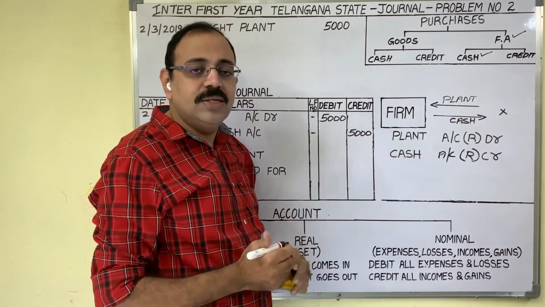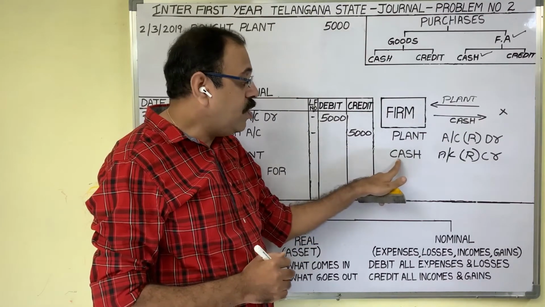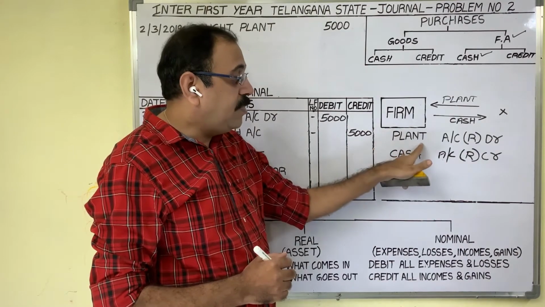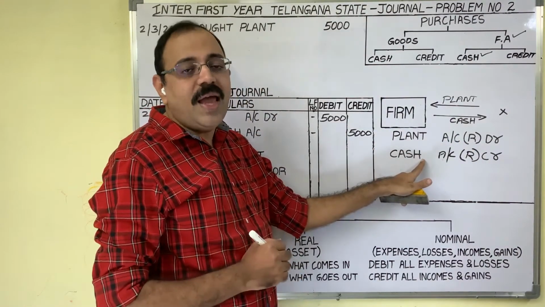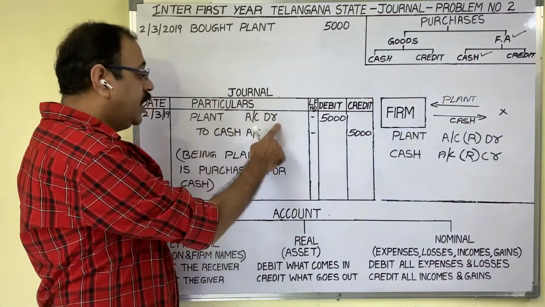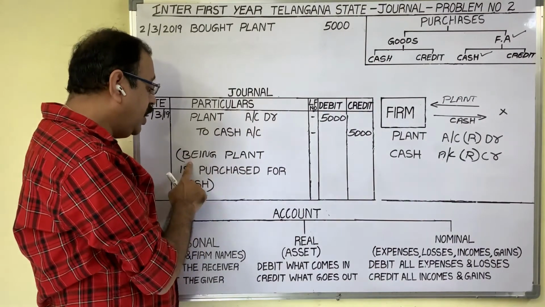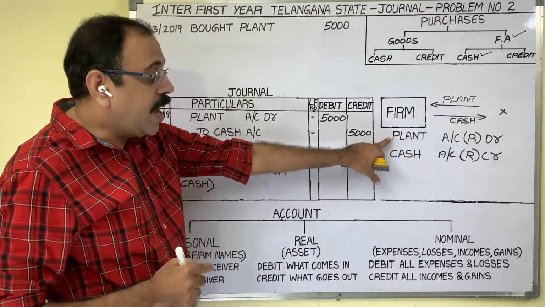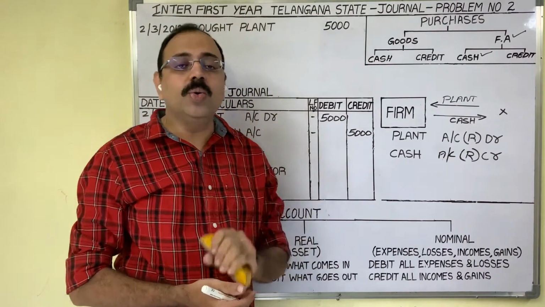Both are assets. Both come under real accounts. Real account rule: debit what comes in, credit what goes out. Plant is coming, debit that account. Cash is going, credit cash account. Then the final entry is plant account debtor to cash account. Narration is: being plant is purchased for cash. Instead of plant, don't write purchases. That rule is applicable only for goods.